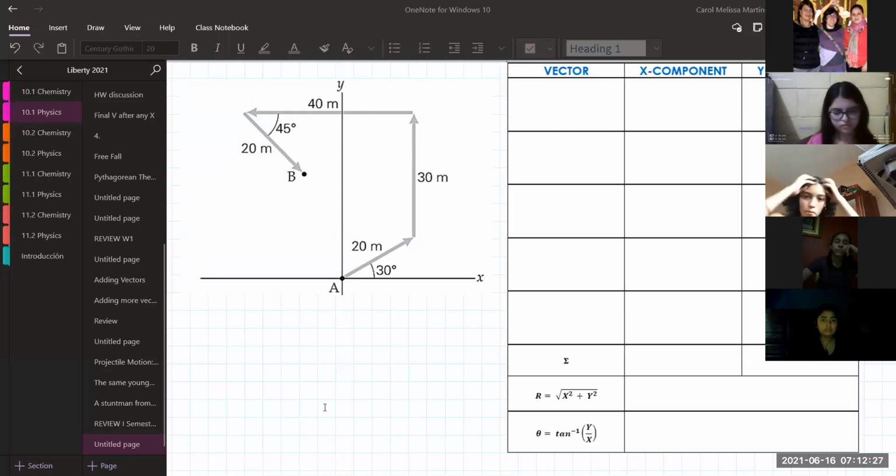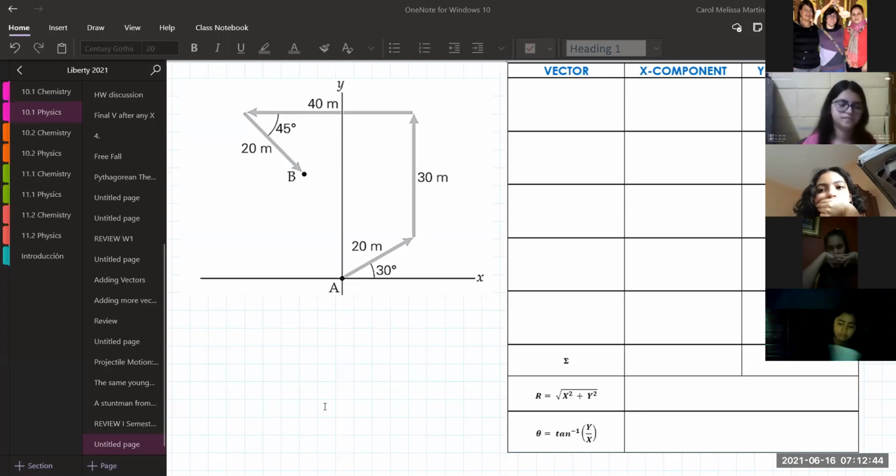Remember this topic. This is when you need to add more than just two vectors. The idea is that you recognize what are the vectors that are making up the whole exercise. So this exercise goes like this.